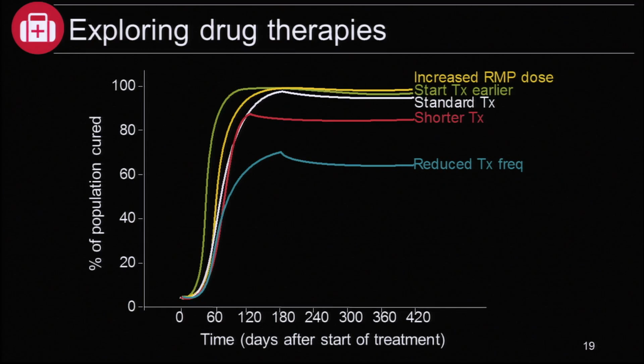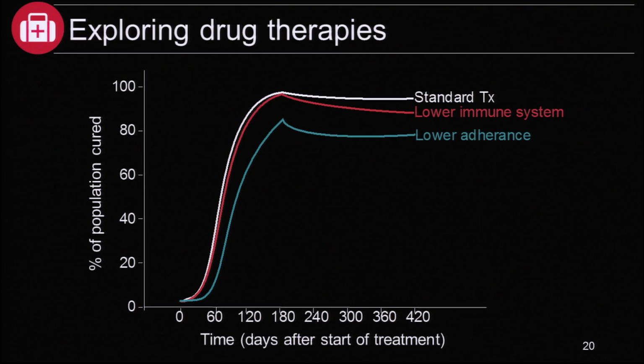So this is the fun bit where we get to start exploring drug therapies. Our standard therapy is shown in white. This is just a view of the percentage of the population cured on the y-axis versus time after the treatment starts. And we can see that if we play around with things such as dosage, duration of the treatment, and also reduced frequency, a pattern emerges where increasing our dose is very beneficial, and starting our treatments early is also beneficial.